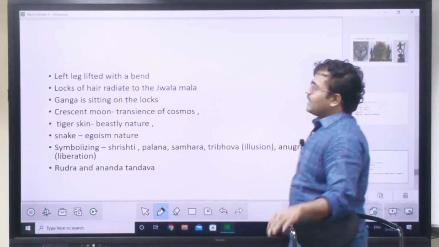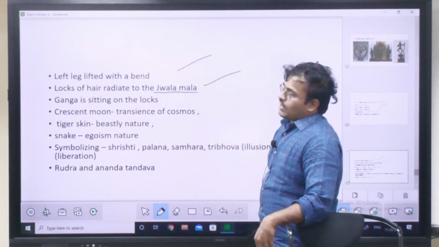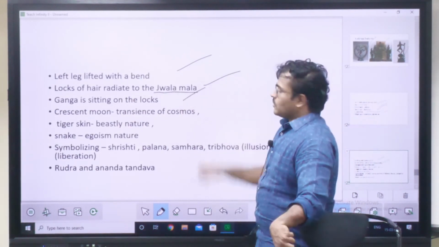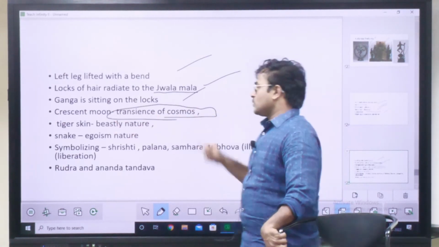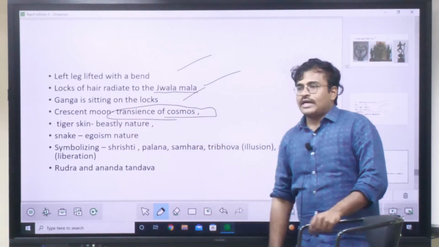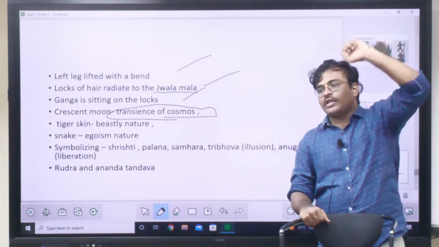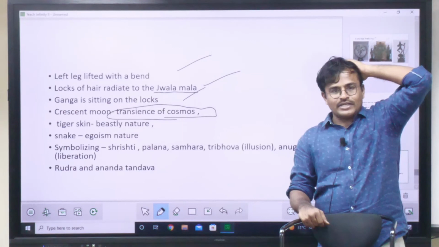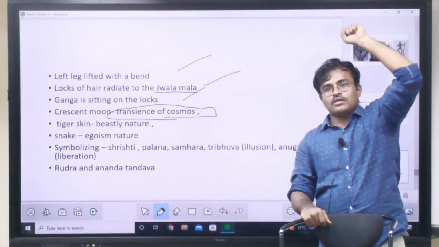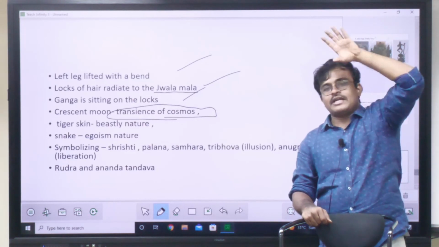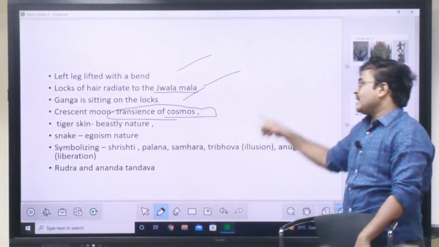Left leg is lifted with a bend. Locks of hair radiate towards the Jwalamala. Ganga is sitting on the locks. The crescent moon is represented, which talks about the transience of the cosmos and human life. Transience means impermanence. When the moon itself is not permanent, how can you expect human life to be permanent? Are you understanding this? The moon also goes through phases of disappearance and reappearance. That is what is represented by the crescent moon. So that is impermanence.